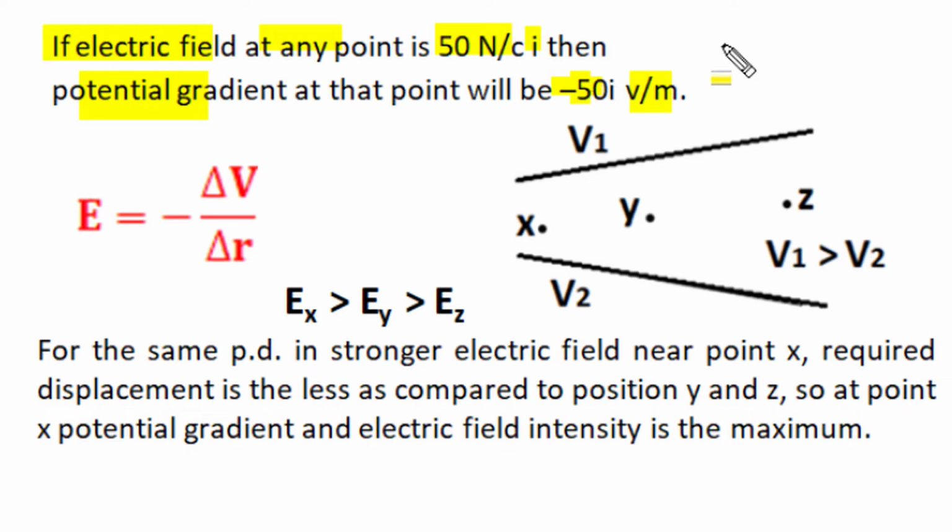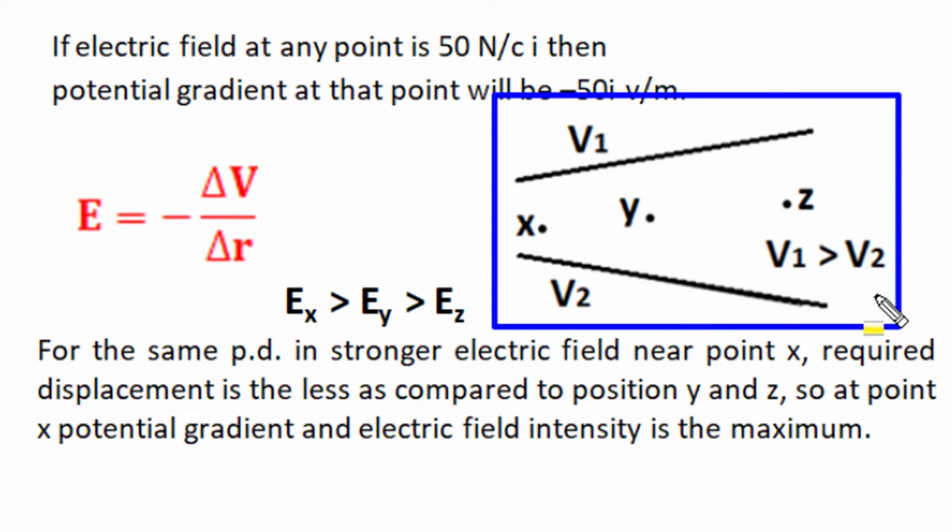So when we move in plus i direction, we are moving from high potential to low potential, and for positive change we have to move opposite to it, in minus i direction. So potential gradient is 50 volt per meter in minus i direction. This is a very good example to illustrate the relation between potential gradient and electric field intensity.